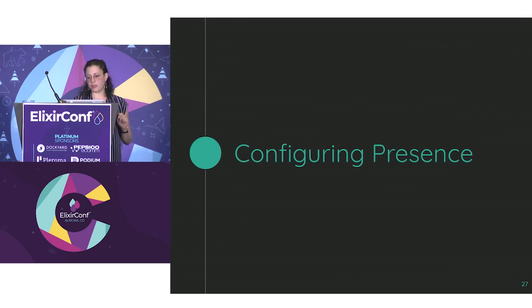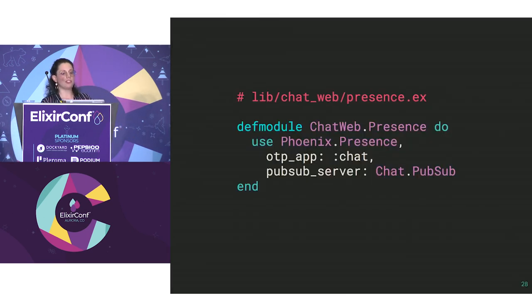Okay, so the first thing we need to do is configure our app to actually use Phoenix Presence. We need to define a module that uses the Presence behavior and specifies that it shares a PubSub server with the rest of our application. And this shared PubSub server is really critical. This is what allows us to integrate LiveView and Presence really nicely and really easily. Because they share a PubSub server, Presence will be able to broadcast events that our LiveView processes can actually consume.